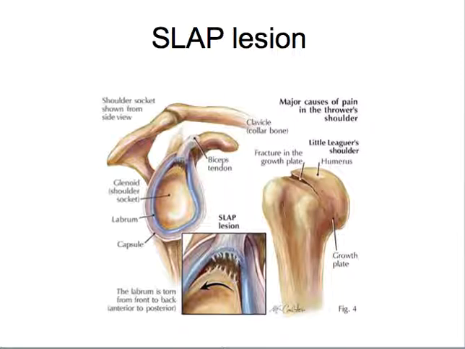The other one, though, is fairly common. It's called a SLAP lesion, and it's the superior labral tear from anterior to posterior as far as interaction. So you can see that tear up in this area. The long head of the biceps attaches up into this area and is pretty involved, usually in the cause of the SLAP lesion.